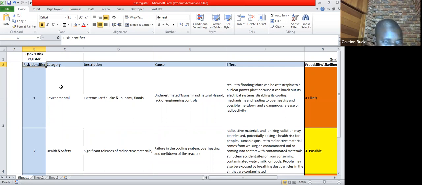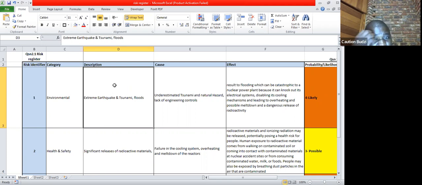So my first risk is environmental risk. To describe this risk category, this is risks which can come from extreme earthquakes, tsunami, or floods. And this risk is caused by underestimated tsunami and natural hazards, or lack of engineering controls within the nuclear power plant.